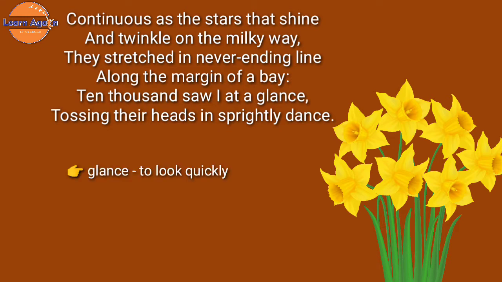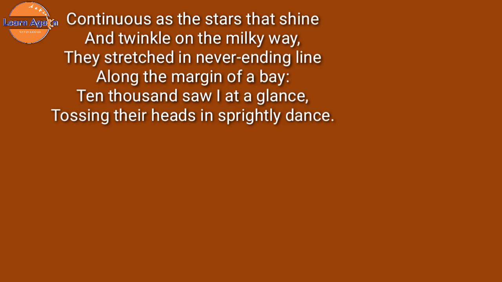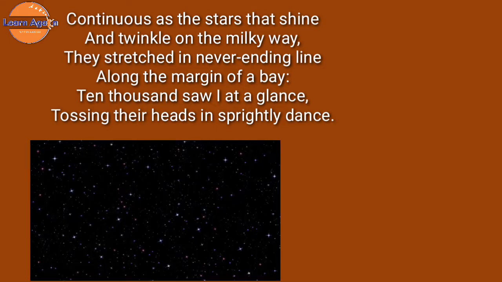Then, glance means to look quickly. Tossing means moving side by side, and sprightly means lively. So here the poet says that these golden daffodils were continuously shining and twinkling like the stars which twinkle or shine in the Milky Way in the sky.